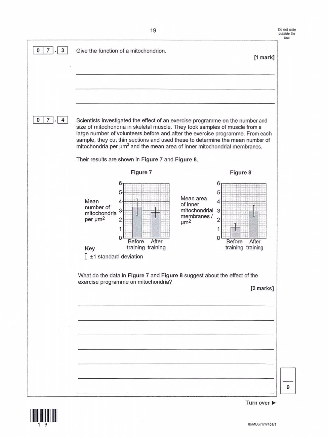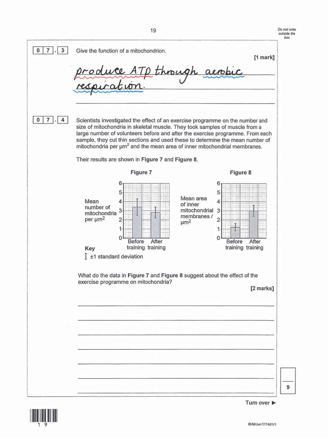Again, going right back to the start of your AS year, the function of a mitochondrion is to produce ATP through aerobic respiration. I've highlighted produce ATP in red and aerobic respiration in blue because actually both of these are worth a mark in their own right. So on to a slightly different question now, a data analysis or graphical interpretation question.